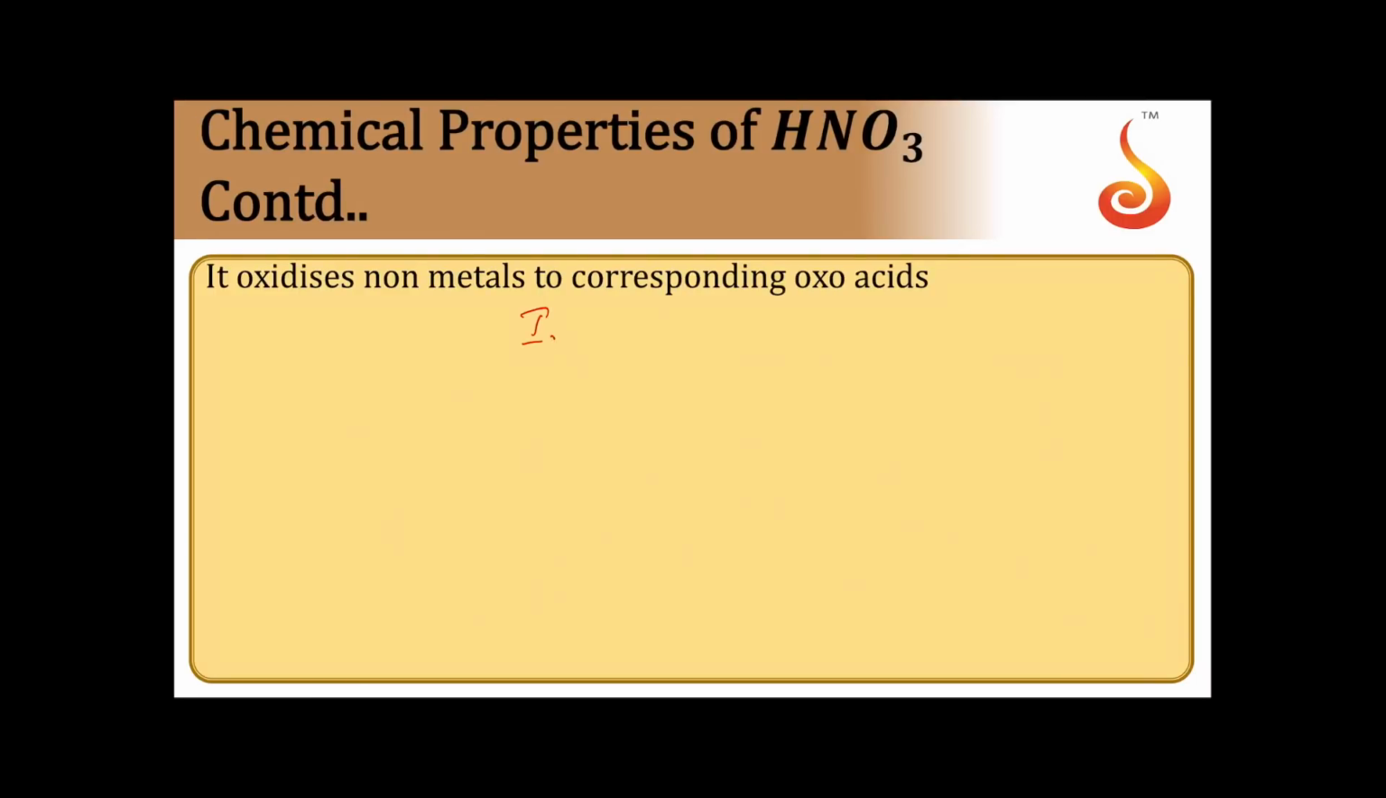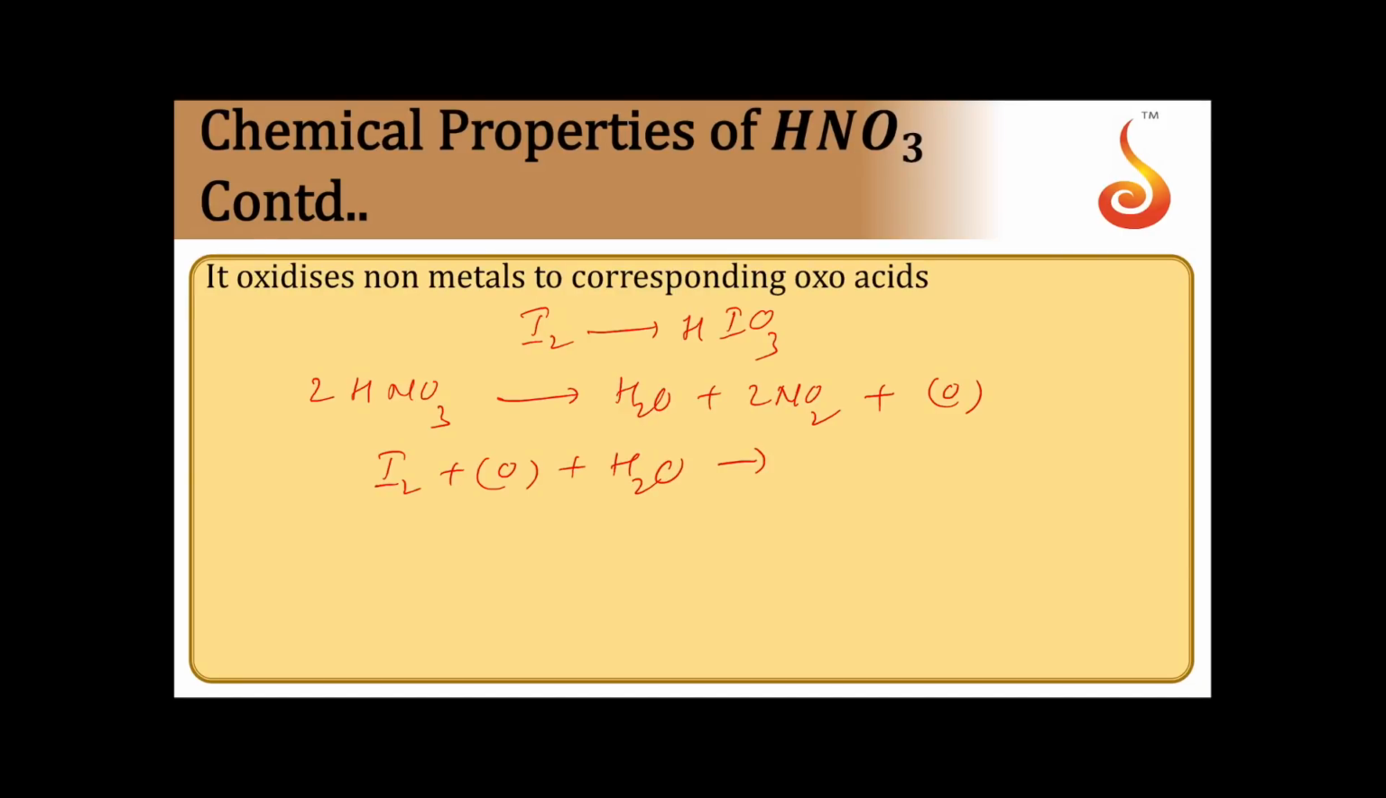You can take even iodine also. Iodine gets oxidized to iodic acid, HIO3. Here again the first reaction remains the same, that is HNO3 giving rise to H2O plus 2NO2 plus nascent oxygen. Then comes iodine plus oxygen plus water giving rise to 2 HIO3. Balancing this, again you require 5 oxygens here, because you require 5 oxygen atoms here. So multiply once again this with 5.